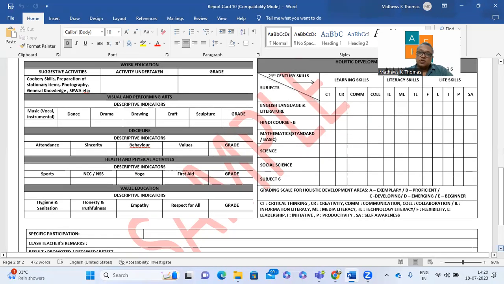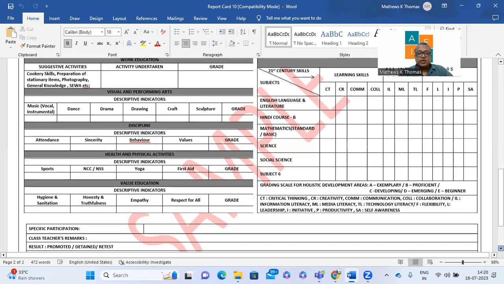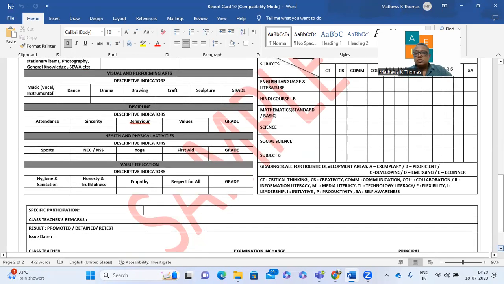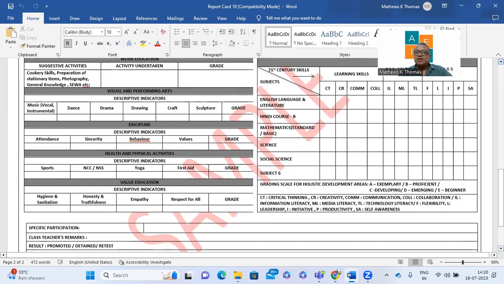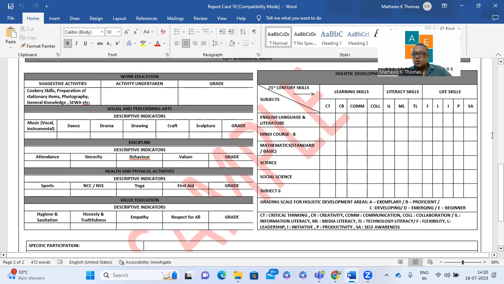Value education: are you having moral science classes? Health and hygiene: are they honest and truthful? Are they empathetic? Is there respect? So this shows their values. And all this can be prepared in a proper format, and grading can be given so that people will exactly know on what basis the gradings have been given, and it's not just random, right?